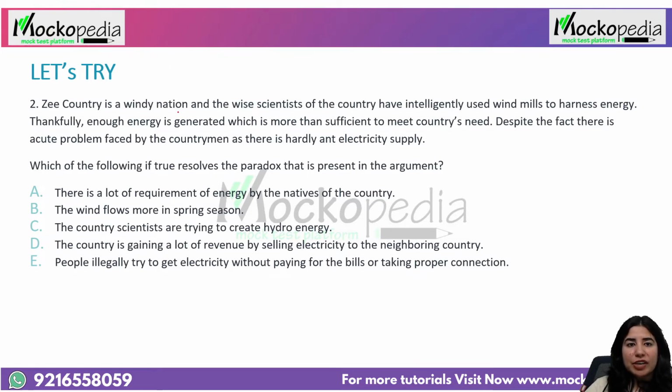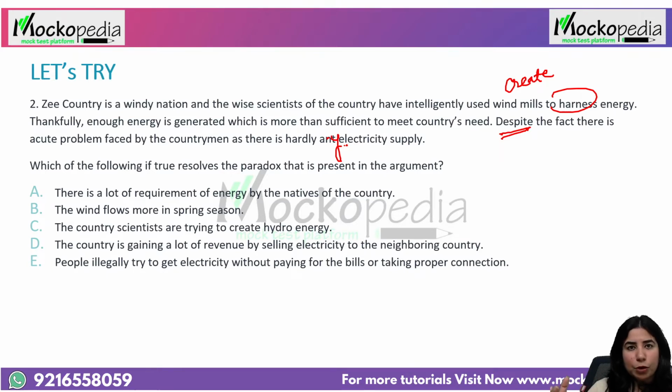Z country is a windy nation and the wise scientists of the country have intelligently used windmills to harness energy. Harness means to create energy. Thankfully, enough energy is generated, which is more than sufficient to meet the country's need. Despite, take a look at the transition, the fact there is an acute problem faced by the countrymen and there is hardly any electricity supply.